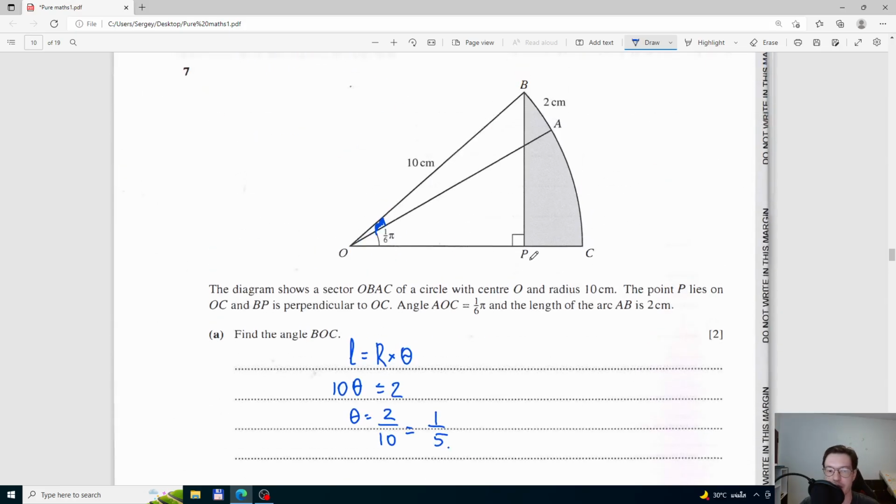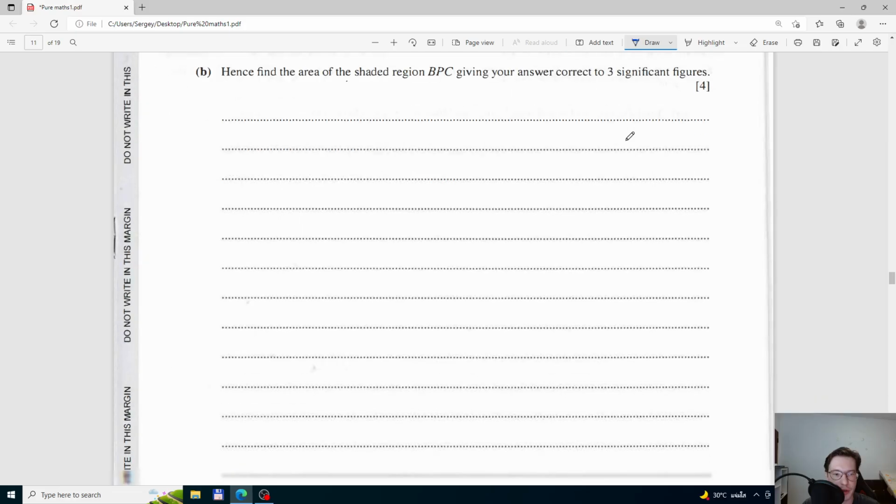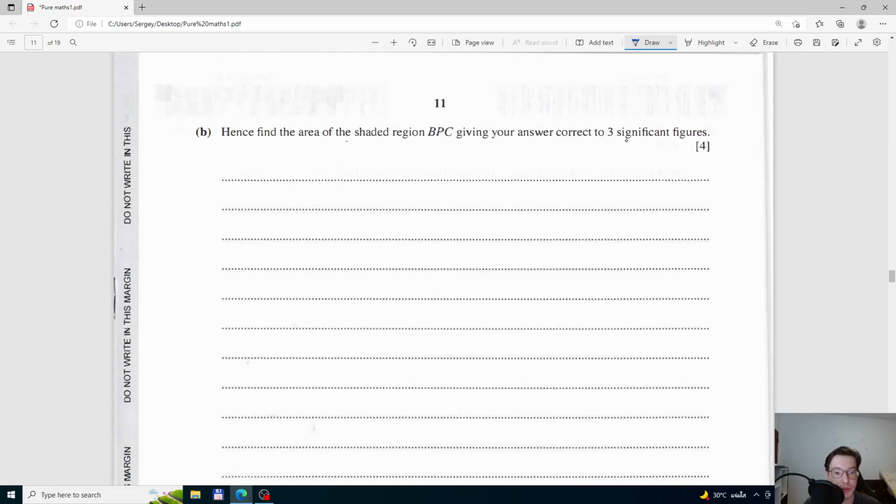Okay, now let's have a look at the picture first. And we can see that the shaded area is going to be equal to the area of a sector BOC minus the triangle OBP. And this is going to be my strategy for this question. The area of a sector minus the triangle OBP.